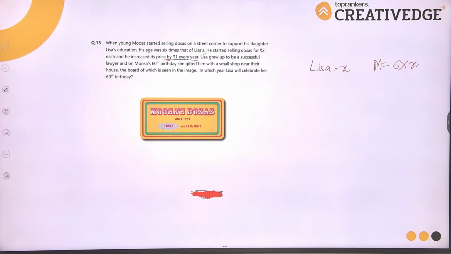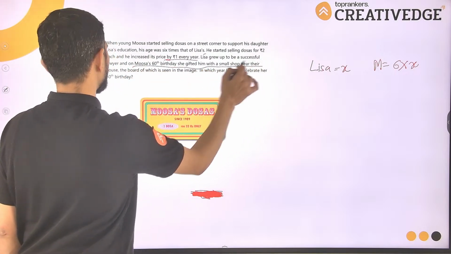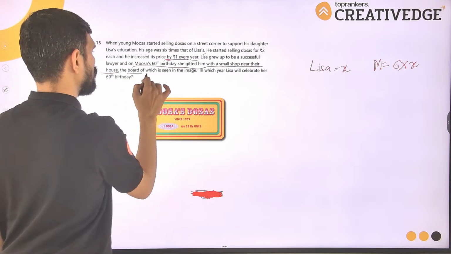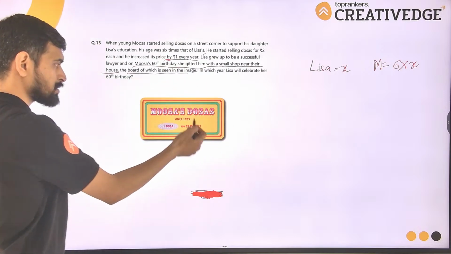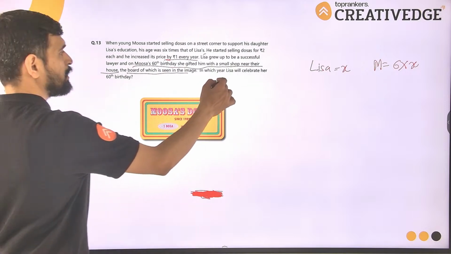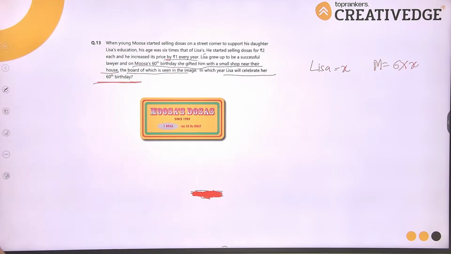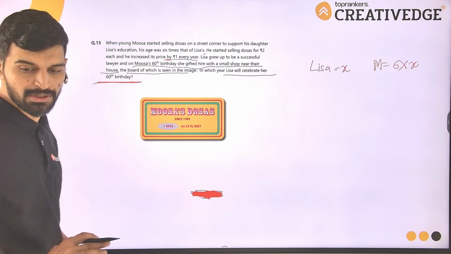Lisa grew up to be a successful lawyer. On Musa's 60th birthday, she gifted him a small shop near their house, the board of which is seen in the image. In which year will Lisa celebrate her 60th birthday? So we have to identify Lisa's 60th birthday, not her father's 60th birthday.